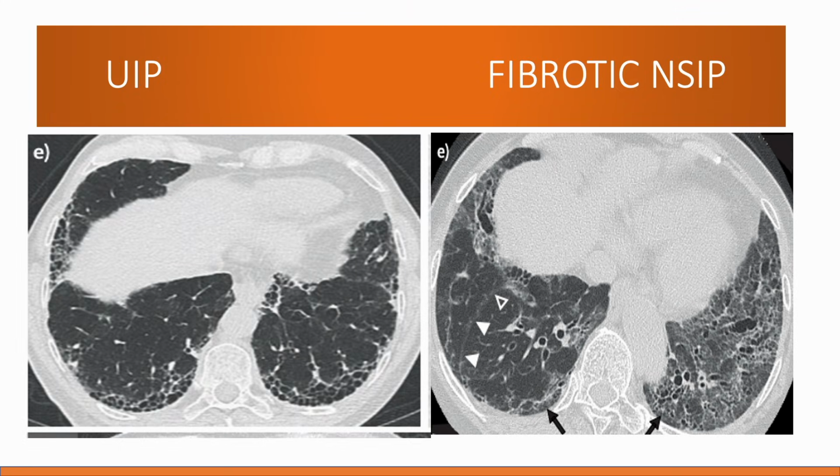So as I mentioned, let's compare UIP and fibrotic NSIP. UIP: subpleural involvement, stacks of cysts, various diameters, all with preserved walls. And NSIP, even though it's fibrotic, you don't see those stacks in the subpleural space. There is subpleural sparing, and there is also more ground glassing here.